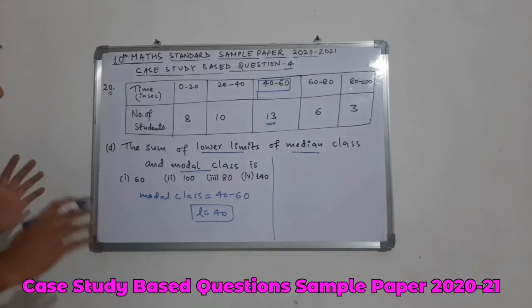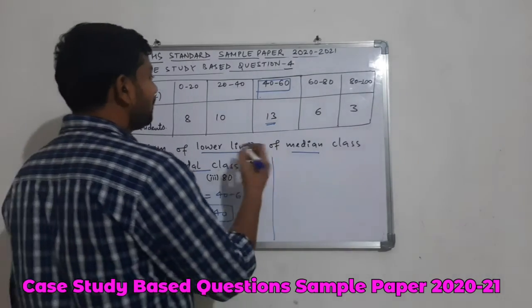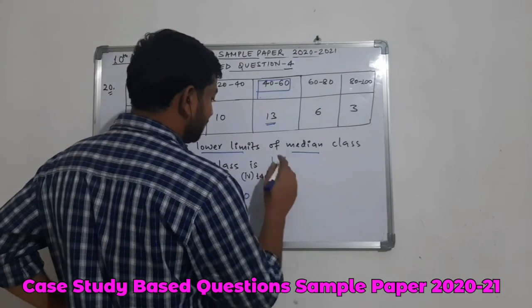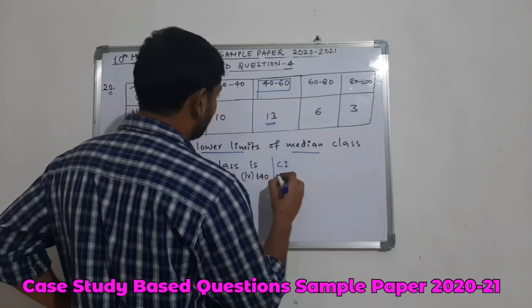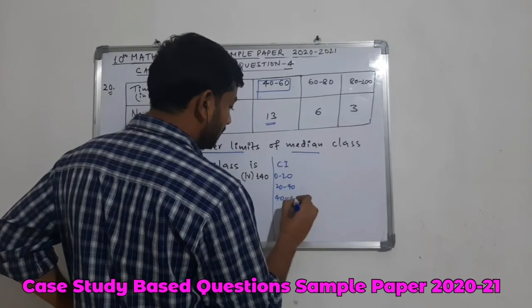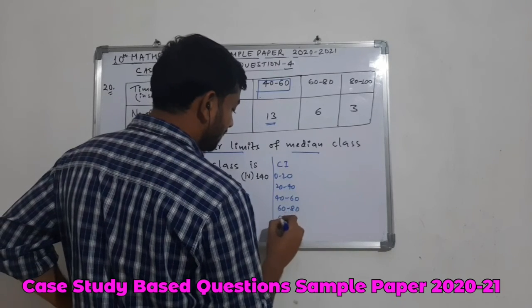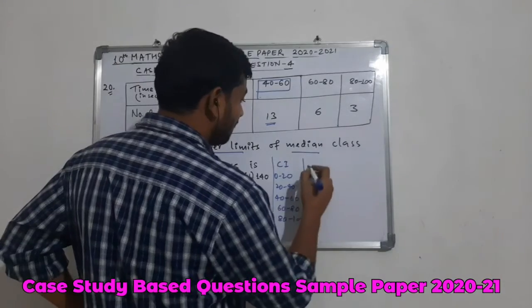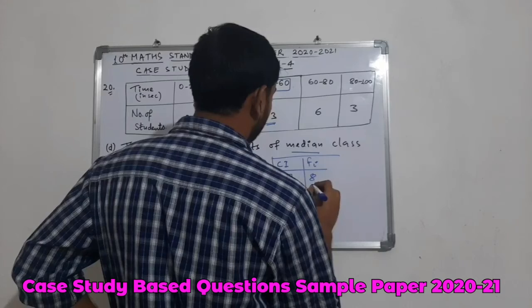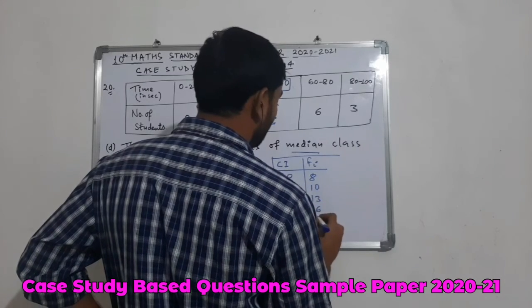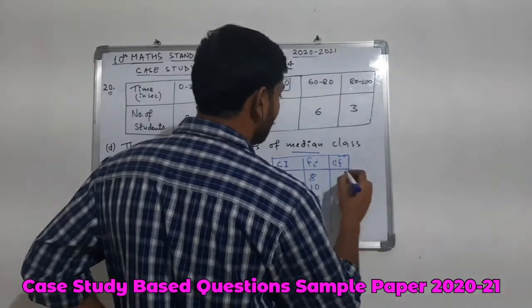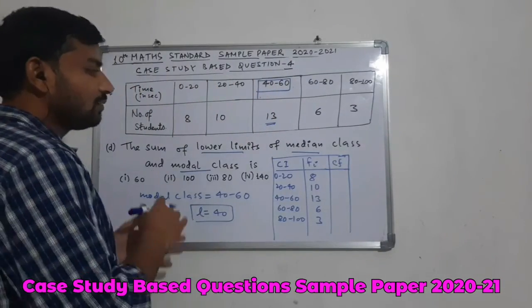Now let us find out the median class. To find out the median class we need the cumulative frequency. So I am writing here the values. First of all the class interval: 0 to 20, 20 to 40, 40 to 60, 60 to 80 and 80 to 100. Then we have the frequencies here. The frequencies are 8, 10, 13, 6 and 3, and now we have the cumulative frequency which is useful in calculation of median as we have seen in the previous question.